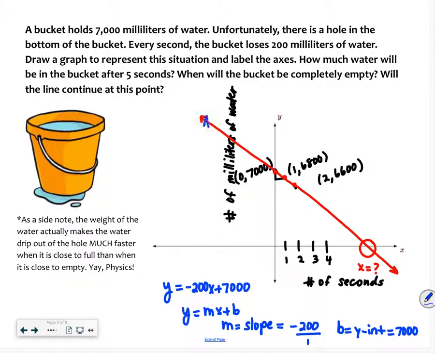So really, this portion of the line is gone because our bucket was, I'm assuming, filled to the top. Maybe we didn't have a giant bucket, but if it was filled to the top with 7,000 milliliters, we can't have any more than that. It would be spilling over the sides, right? And we also removed this portion here. So it doesn't continue indefinitely, because once the bucket's empty, you can't have negative amounts of water. That's not how this situation works. But we use this line to approximate different values.